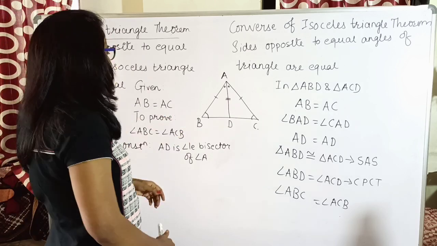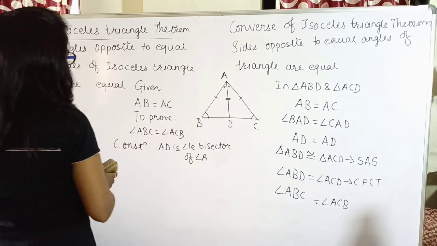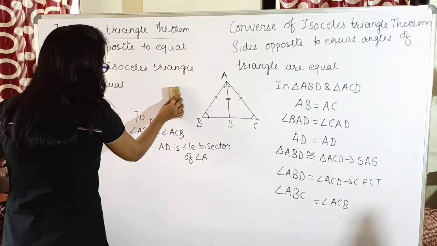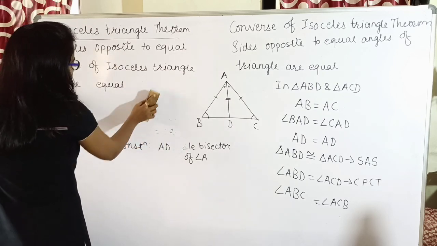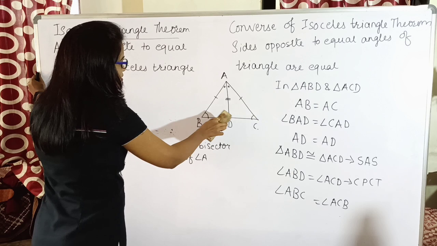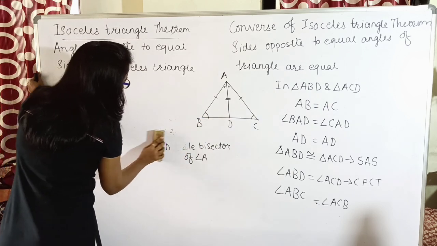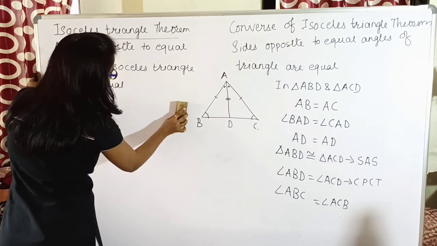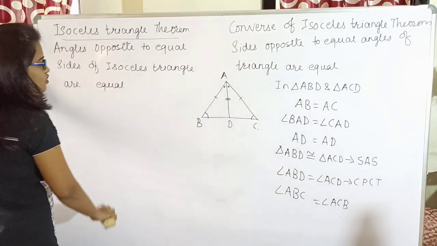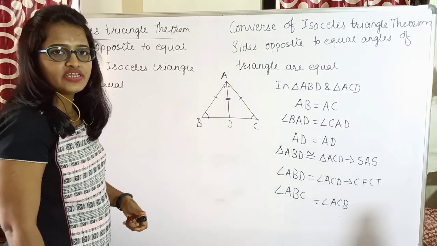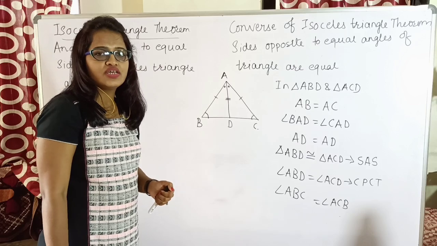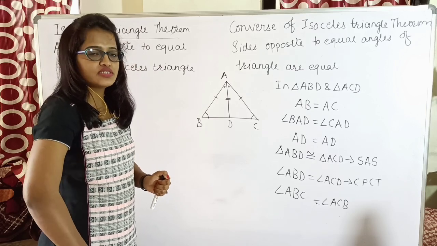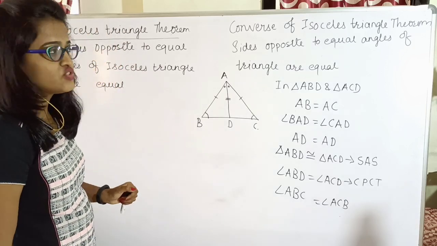Okay, so this we will be using when you are solving the questions, right? Now, when the sides were equal, the opposite angles were equal. Or if the sides were equal, then the opposite angles were equal. What if the angles are already equal? What will happen to the sides? Will the sides be equal or not? Yes. Now that becomes the converse of isosceles triangle theorem.